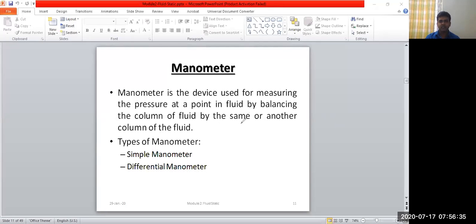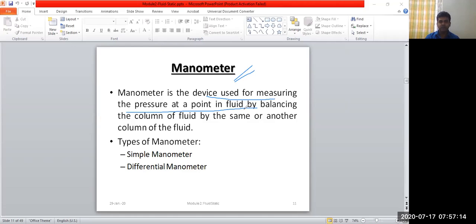You can see the slides here also. This is a manometer. So how can you define it? It is the device that is used for measuring the pressure at a point in the fluid by balancing the column of the fluid, either by the same or another column of the fluid. So basically, it is a device used to measure the pressure at a point in the fluid by balancing the column of the fluid.